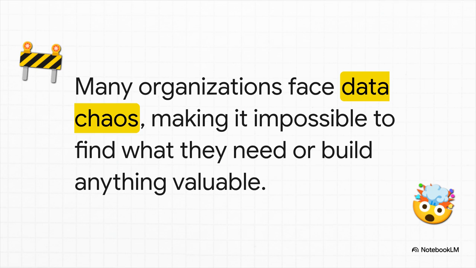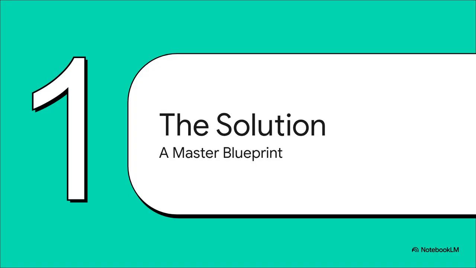And look, this isn't just a minor headache. This data chaos is a massive roadblock. It makes it practically impossible to make smart, confident decisions. It's like trying to get somewhere important, but your map has been shredded into a million tiny pieces. You're basically flying blind. But what if there was a way to bring some serious order to that chaos? What if you had a single master blueprint to guide you?